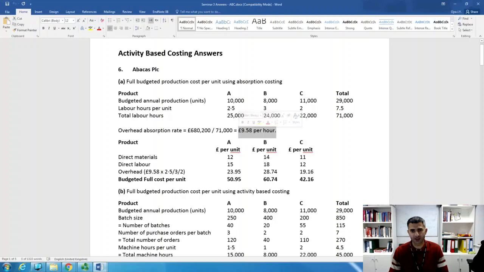If you multiply this times this, this times this, 3, and this times 2, you should be able to find the overhead cost per unit here. In this case, if you add this together, the material, labor, and overhead per unit, you should be able to find the full production cost per unit, equal to £50.95. £50.95, and this also applies to B and C.